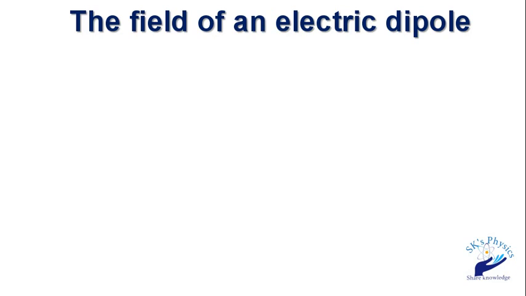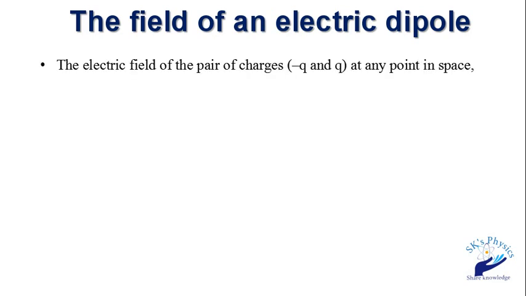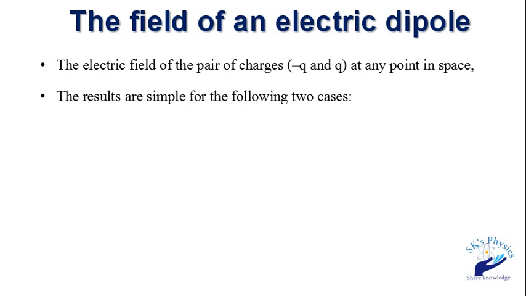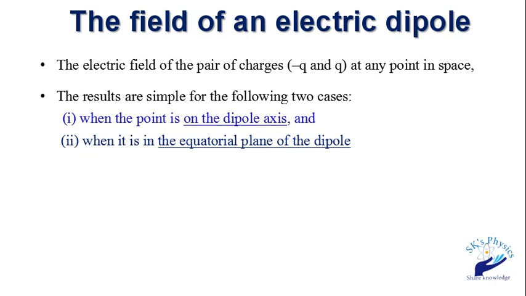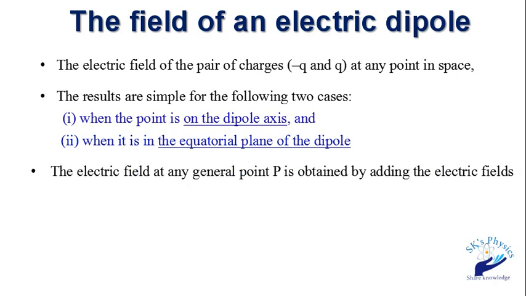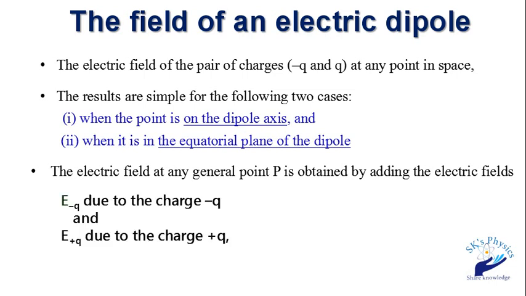Now the field of an electric dipole. The electric field of a pair of charges at any point in the space. The results are simple for the following two cases. The first is when the point is on the dipole axis, and the second one is when it is in the equatorial plane of the dipole. The electric field at any general point P is obtained by adding the electric fields E minus q due to charge minus q and E plus q due to charge plus q.